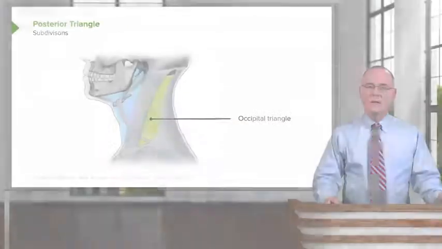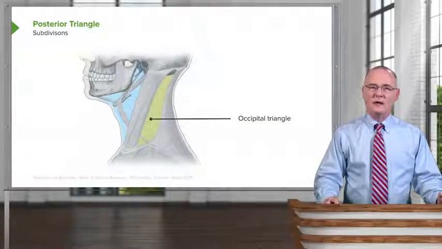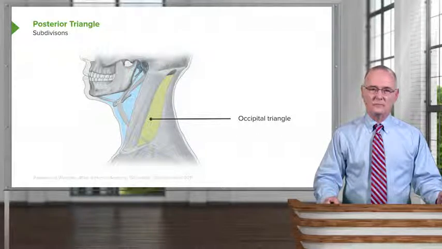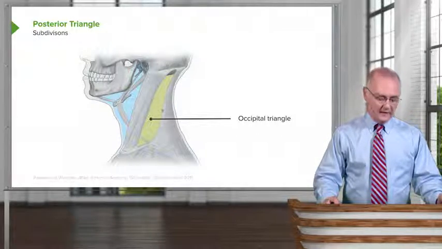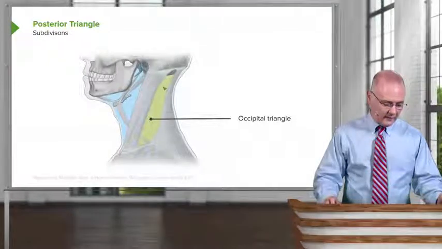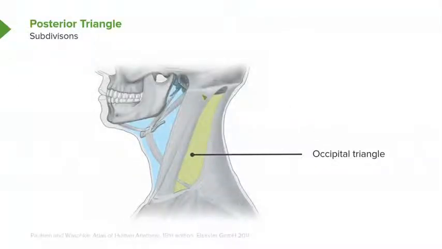The posterior triangle is less complex with respect to its subdivisions. Here we see the occipital triangle, the posterior triangle identified. Its boundaries are the sternocleidomastoid. Here you see the posterior belly of your omohyoid, and then you see the trapezius.